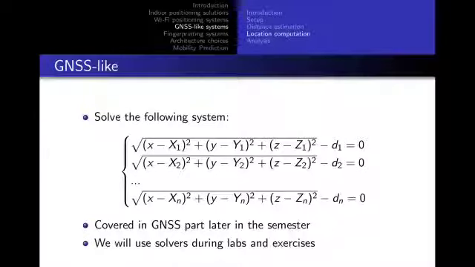So now we know how to get the distances between our references, such as access points, and the mobile device to be located. We have to be able to compute its location. So it's based on solving the following system here, in which x, y, z are the coordinates of the mobile device, and x1, y1, z1 to xn, yn, zn are the coordinates of the n access points. And the distances here, d1, d2, and so on, are the distances between the access points and the mobile device.